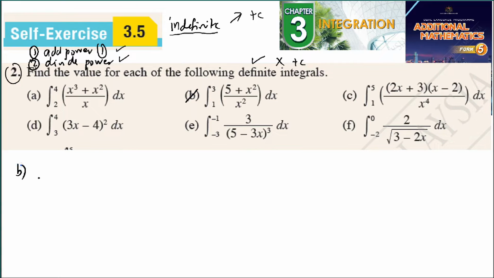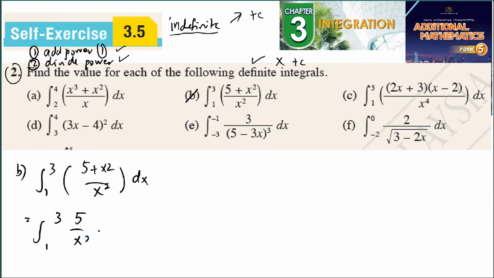(b), so here this one is 1 to 3, you have (5 plus x squared) divided by x squared dx. Again you can separate: 1 to 3, this one would be 5 over x squared plus x squared divided by x squared dx. So we know to integrate, the power must be up. So in (a), after we divide, the power is still up. So 5 over x squared will become 5x to the power of negative 2. x squared divided by x squared, you get 1. Plus 1 dx.